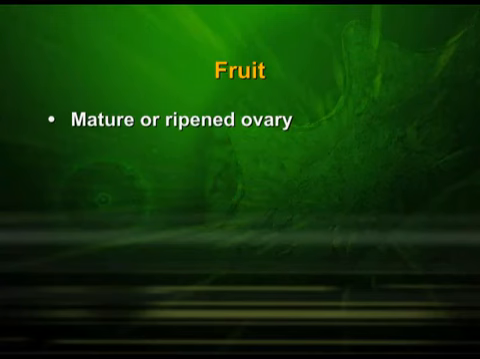In this episode, we will be discussing regarding the fruit, the seed and the difference between the dicotyledonous seed and the monocotyledonous seed. Also the floral formula and floral diagram. Fruit. The ovary gets matured into a fruit. So, a fruit is a mature or ripened ovary.